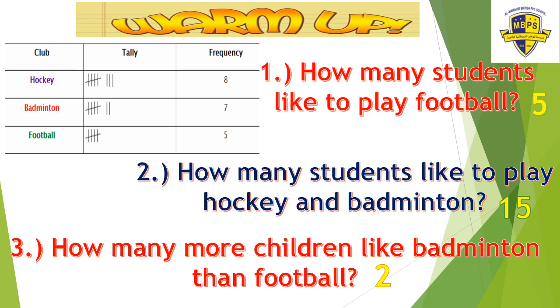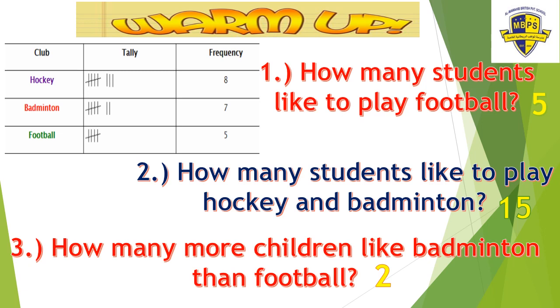Now students, let's solve one more example that we had already done before. If you look at this slide, we have a box, which is divided into 3 columns. We have club, tally and frequency. Now in the club column, you can see that we have different sports like hockey, badminton and football. Now look at the tally marks.